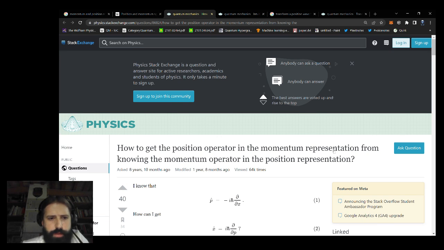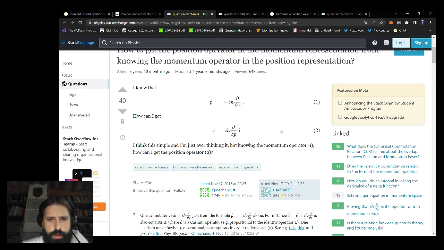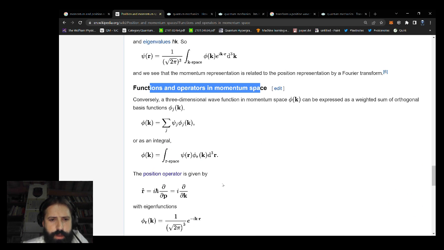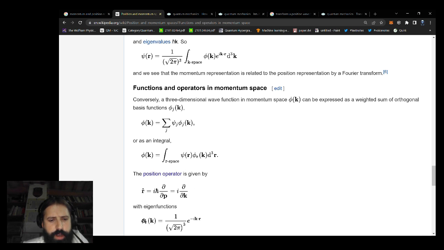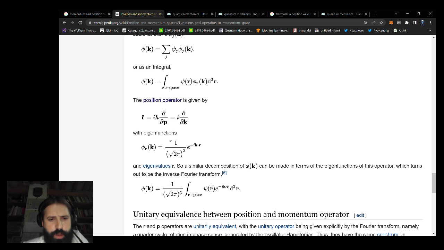How to get the position operator in the position representation. That's not what I'm asking. The position operator is given by these as these eigenfunctions. Okay, so essentially, these are eigenfunctions, and then you're saying that the eigenvalues are... So similar decomposition of the wave function in momentum space can be made in terms of the eigenfunctions of this operator. It's the position operator.